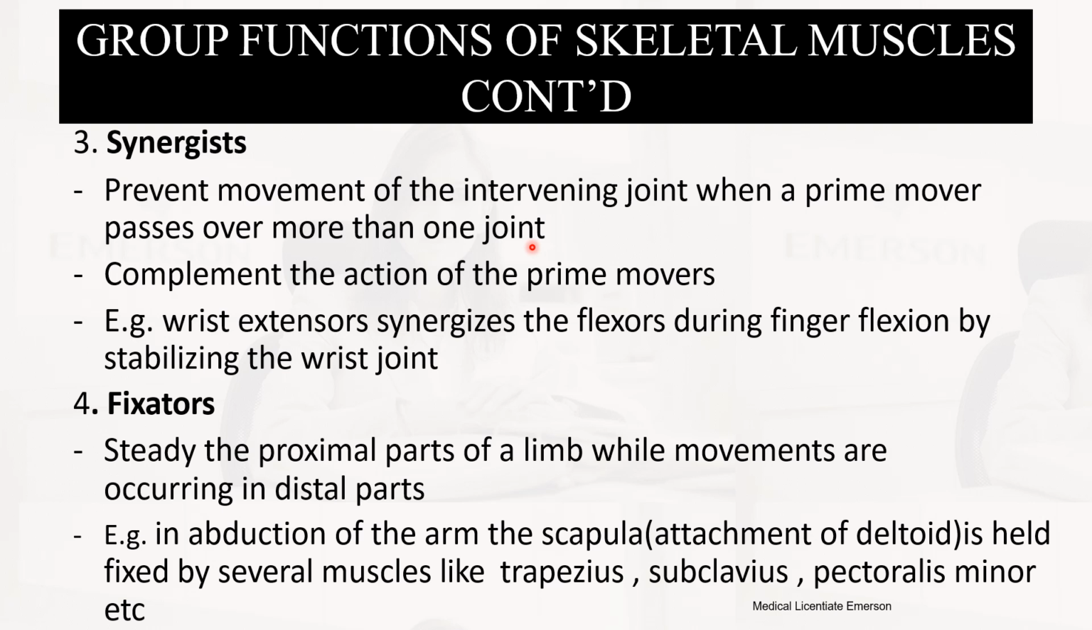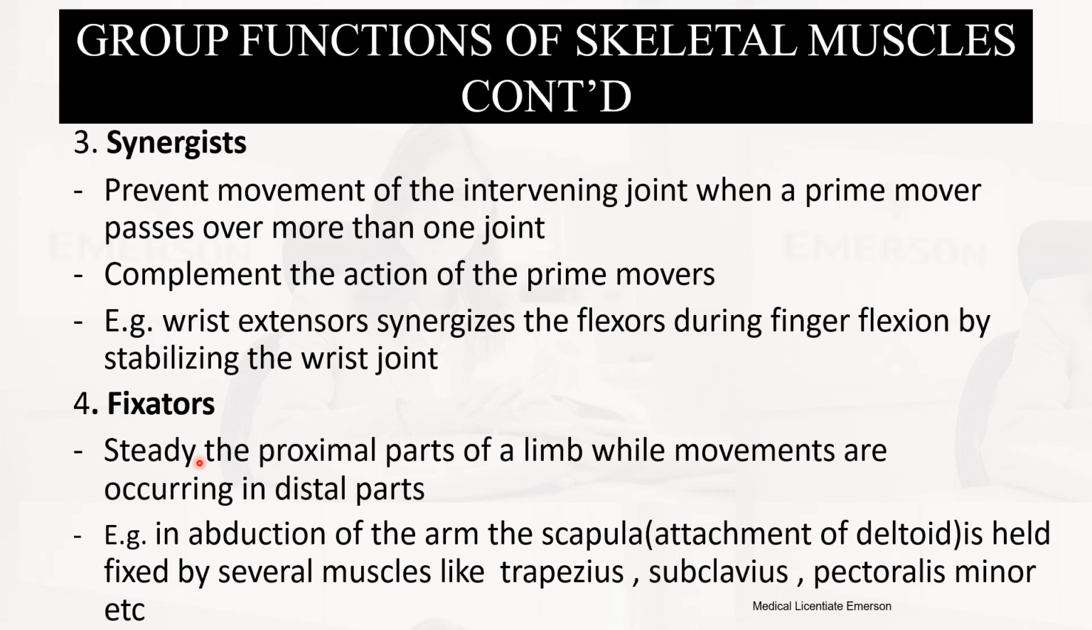Then they also complement the action of the prime mover. I'm sure you have come across the word synergism. It just means to complement the action of the prime movers. Specifically, they prevent movement of the intervening joint when a prime mover passes over more than one joint. For instance, the wrist extensors synergize the flexors during finger flexion by stabilizing the wrist joint, thereby complementing the action of the prime movers.